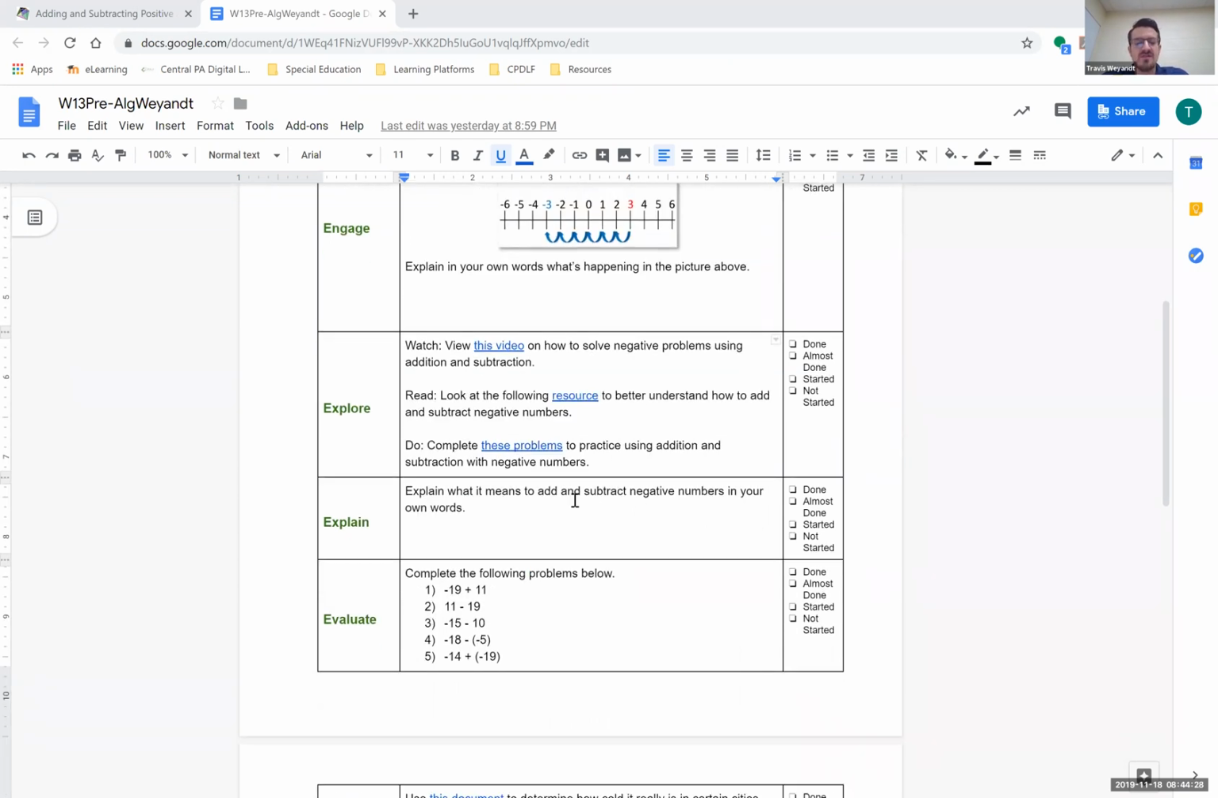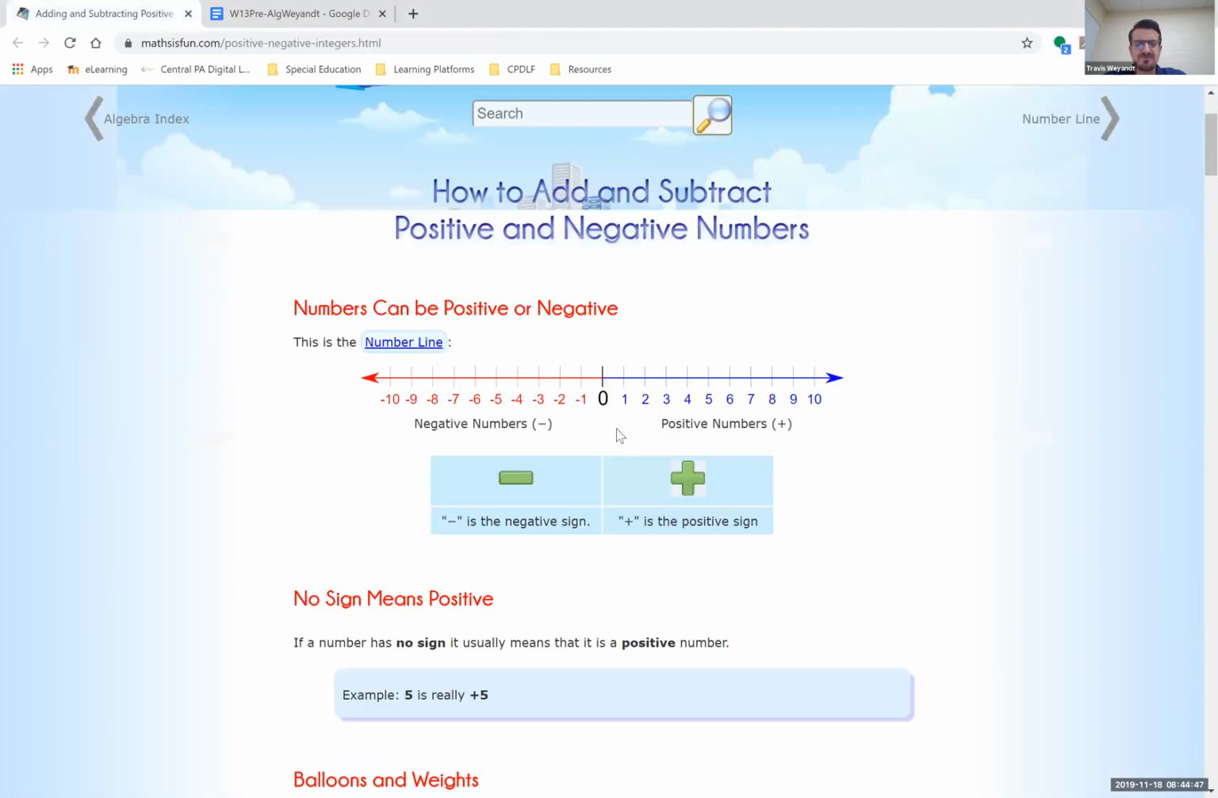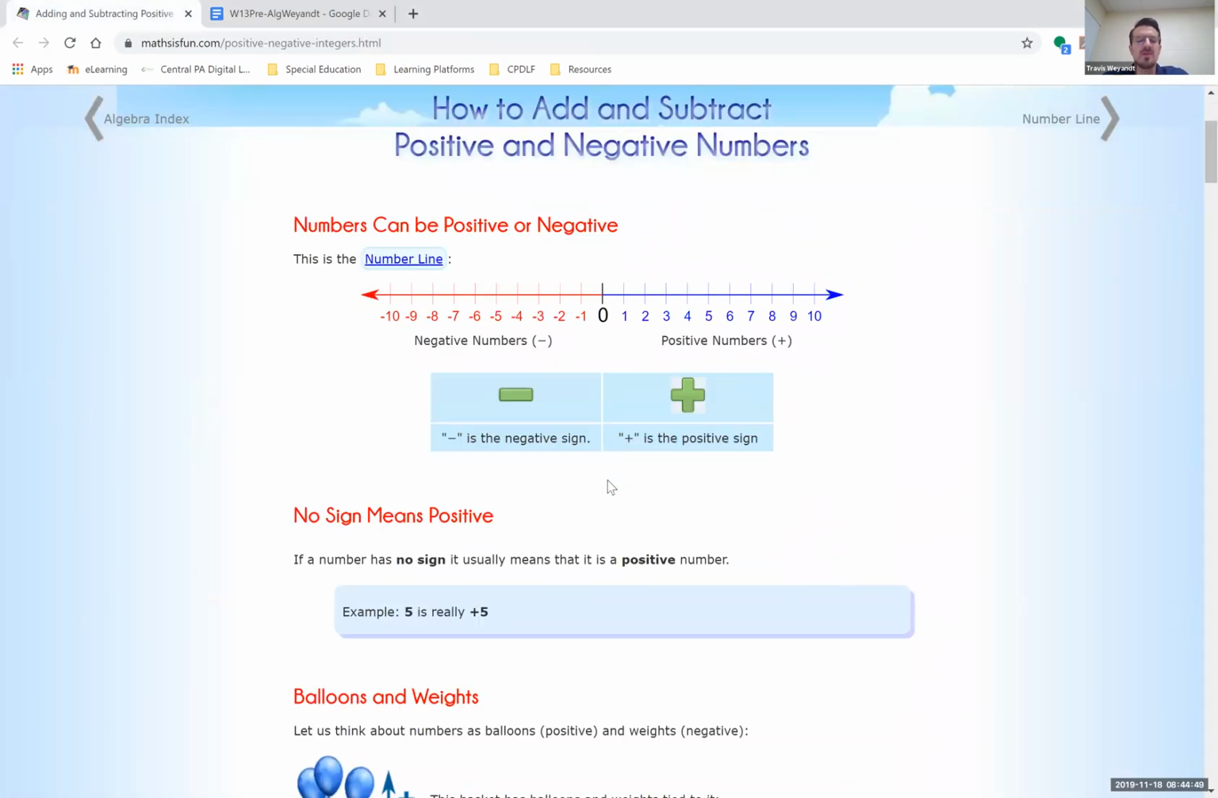So in the Explore section, I found some additional resources, not the same ones from the last lesson, that will give you a more basic understanding of negative problems using addition and subtraction. I give you a video that again shows some more foundational, step-by-step processes on how to do that. I did have a resource here that starts out with a number line and shows you exactly where the negative side is and what the positive side is and what those actually mean.